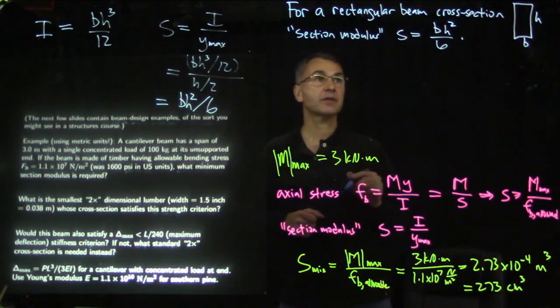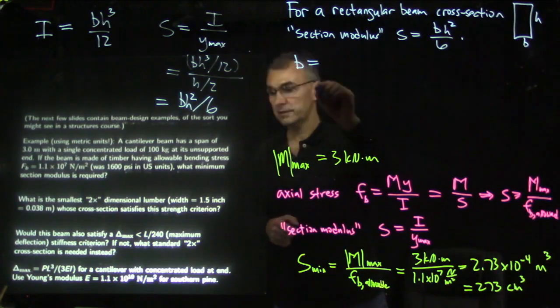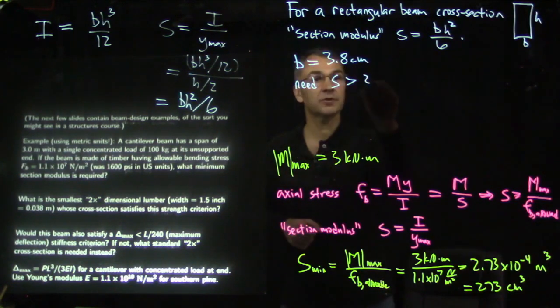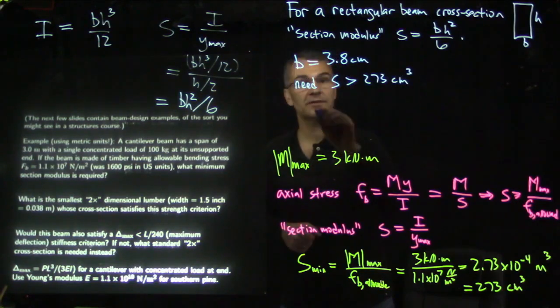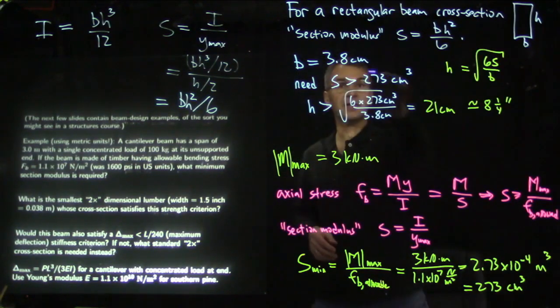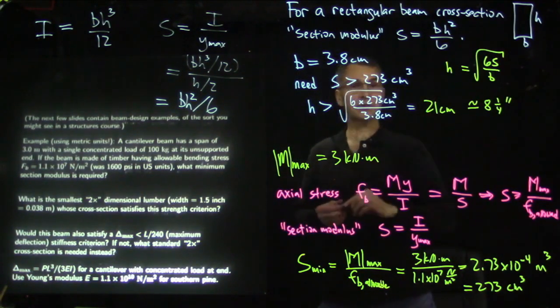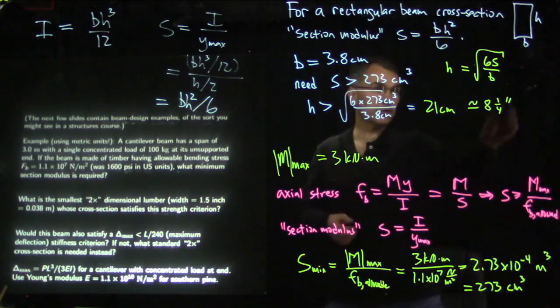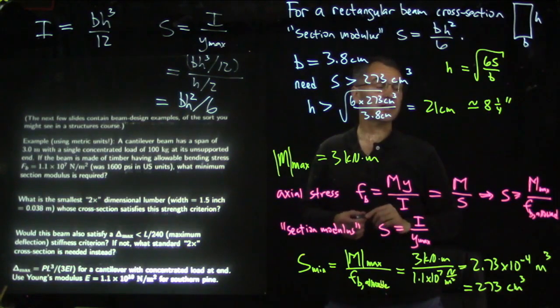So we actually have a table, we can look this up, but we have b equals 3.8 centimeters, and we need S bigger than 273 cubic centimeters. We could just solve for the height we need, and that would give us about 21 centimeters, which is about 8.25 inches. So a 2x8 is 7.5 inches tall. So we would need a 2x10, which is 9.5 inches tall, for our next size up of dimensional lumber. So a 2x8 would not be sufficient. So I guess we need a 2x10.